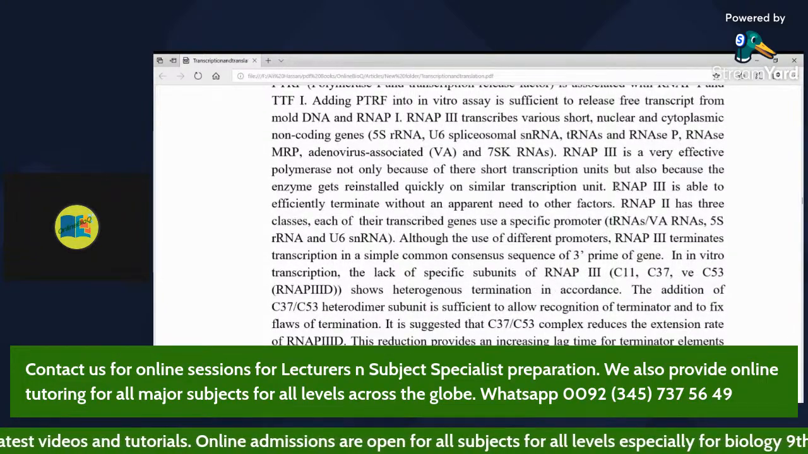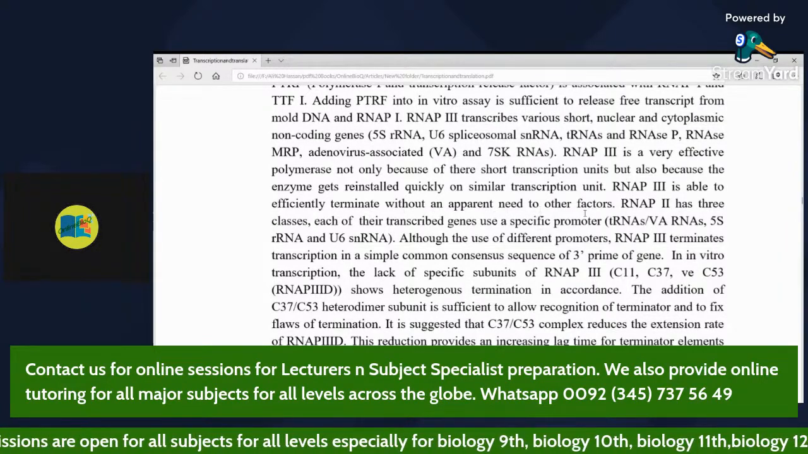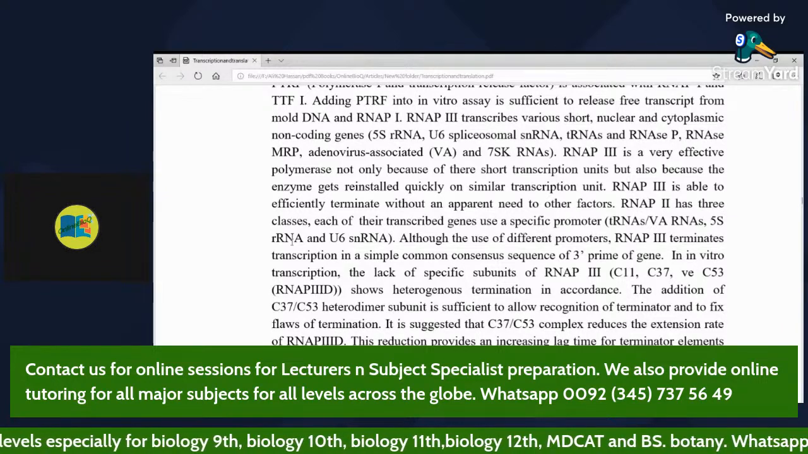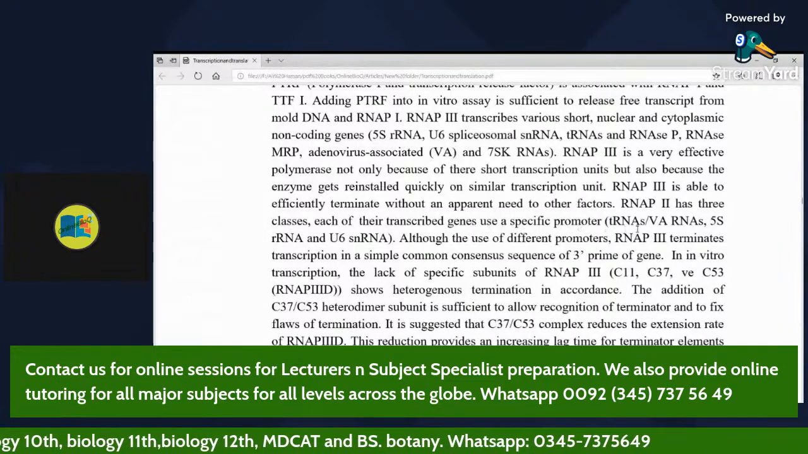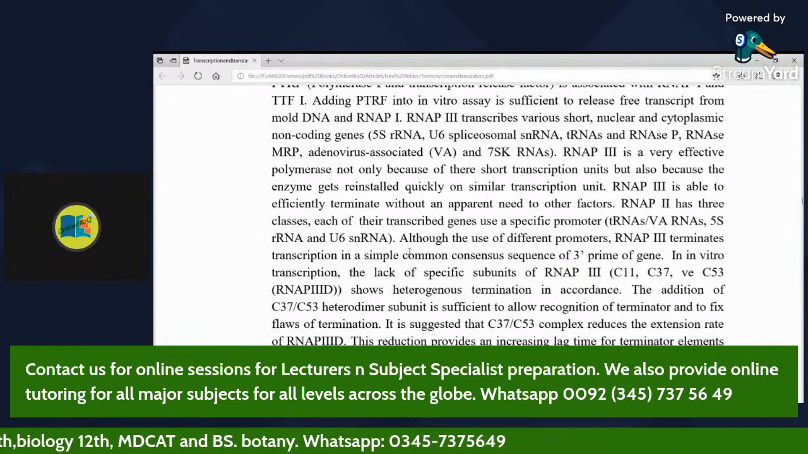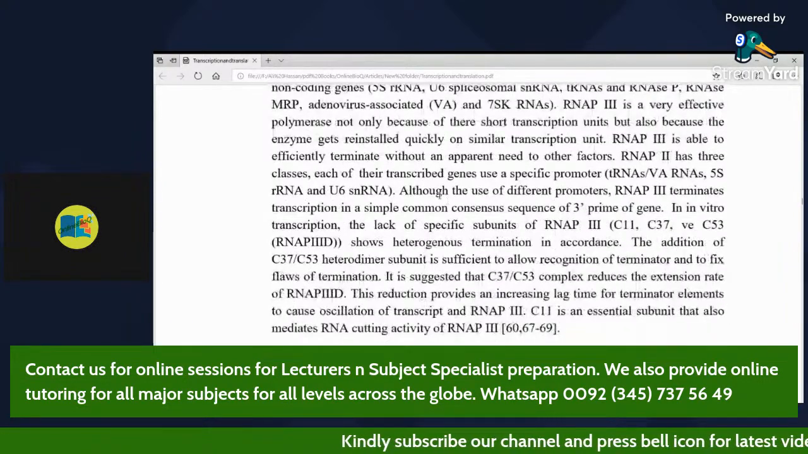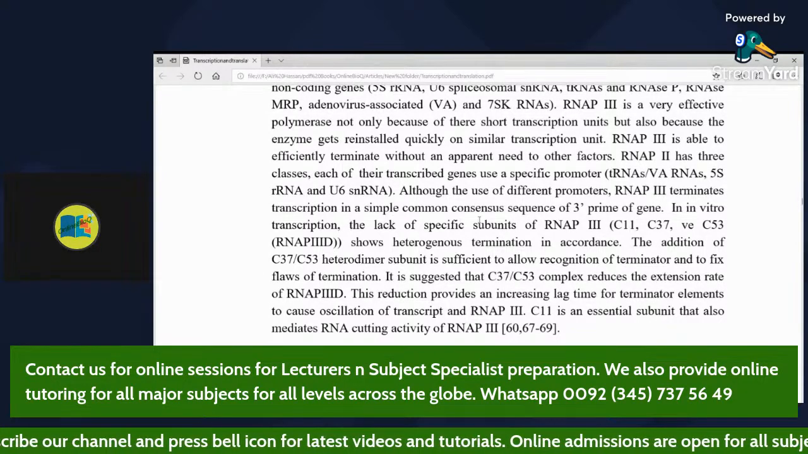RNA polymerase 3 is able to terminate efficiently without an apparent need for other factors. RNA polymerase 3 has three classes. Each of their transcribed genes uses a specific promoter. Although different promoters are used, RNA polymerase 3 terminates transcription at a simple common consensus sequence at the 3' of the gene.